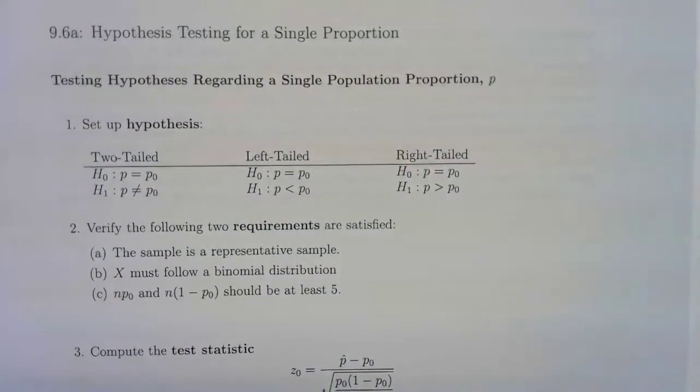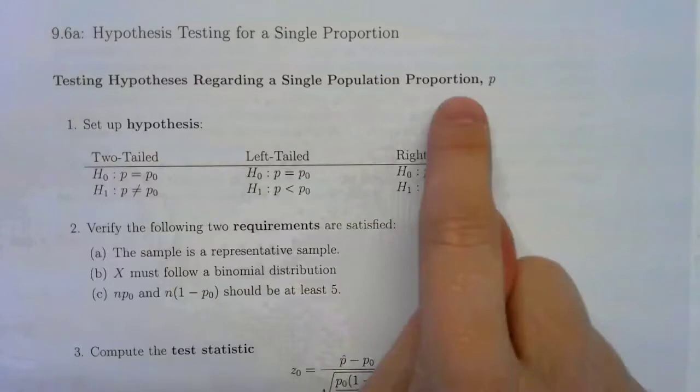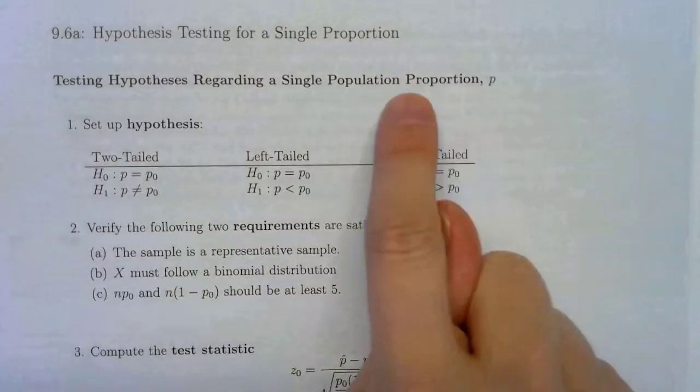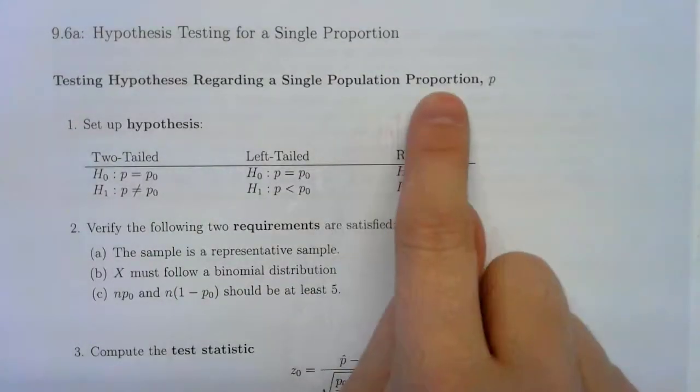Now we're going to go over the full hypothesis test from top to bottom for a single proportion. So this first page lays out all of the steps and what goes into each piece. Our parameter is P because we're going to be talking about a population proportion.